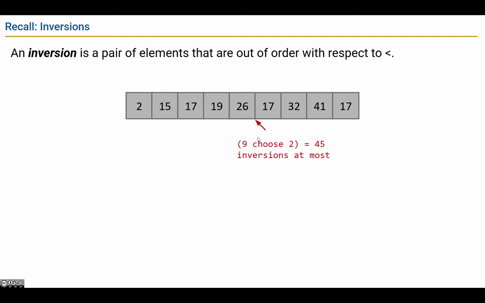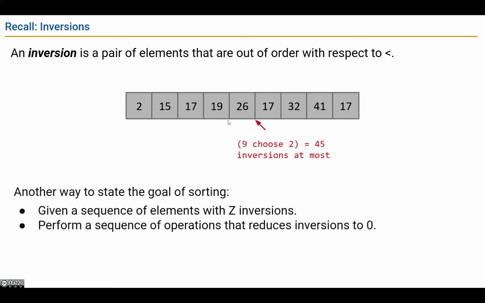So recall what we said earlier, that we define an inversion as a pair of elements that are out of order. So for example, this 26 and 17, this is an inversion because the 26 is in the wrong spot relative to the 17. Now there's 9 choose 2 total different pairs you could pick in this list of 9 items. So that's 45 inversions at most. Another way we can state the goal of a sorting algorithm is to get a sequence with some inversions and reduce that number of inversions down to 0.